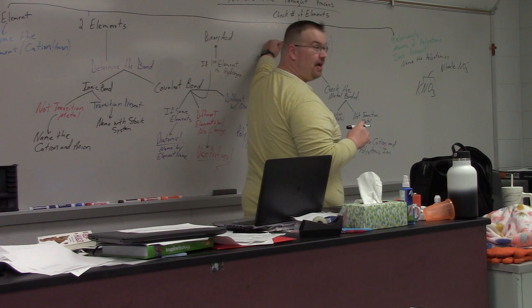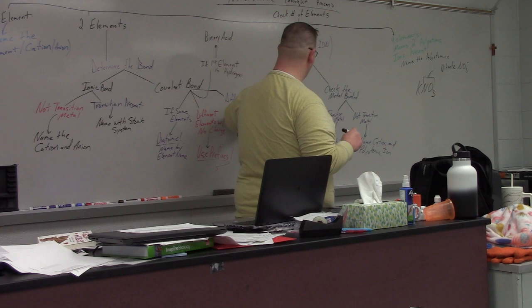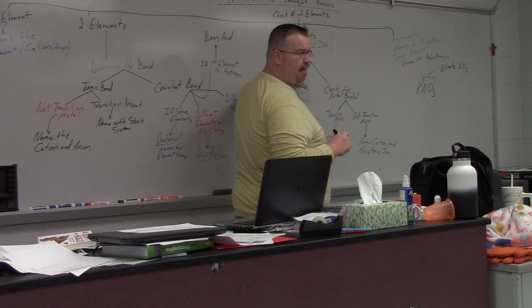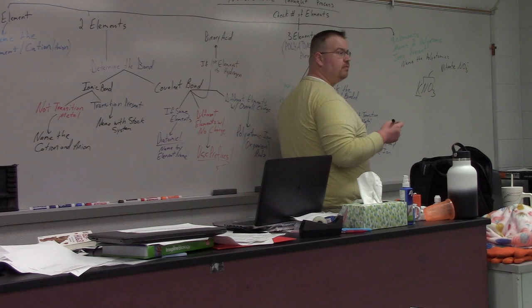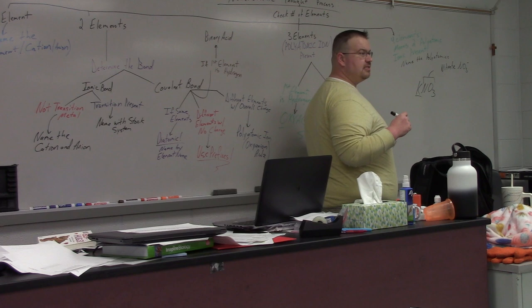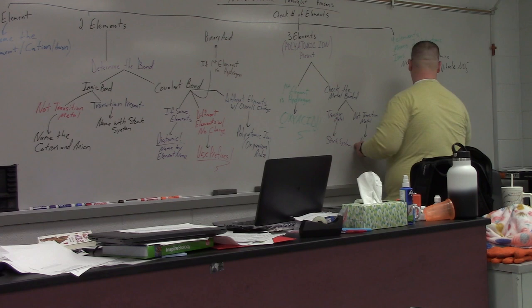Now we fork the road. First fork: is my first element hydrogen? My first element is not hydrogen. We ain't taking that path. Second fork, we check the metal bonded. Okay, here's the metal. It's potassium. Is it a transition metal? Potassium's in column 1, an alkali metal. It's not a transition metal. Not transition metal, that's where I need to go. I need to name the cation and name the polyatomic ion. Potassium. Nitrate.